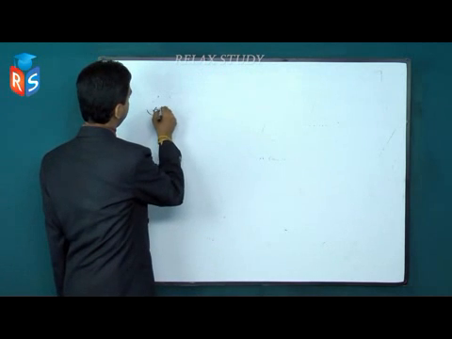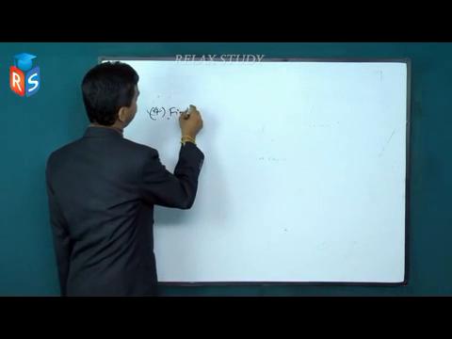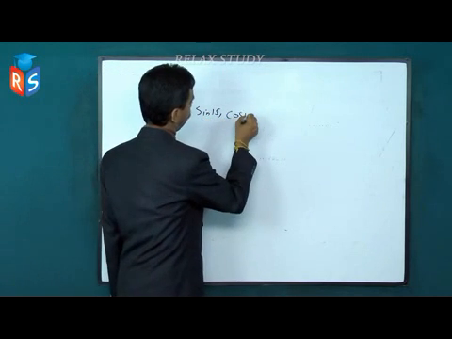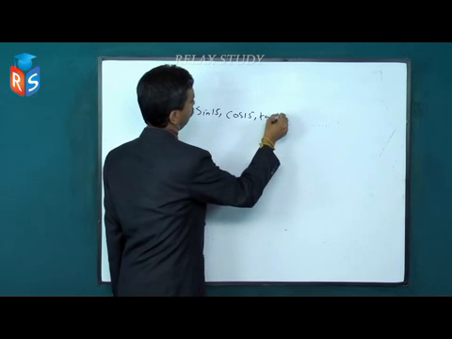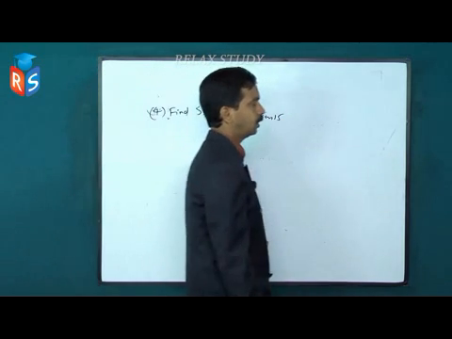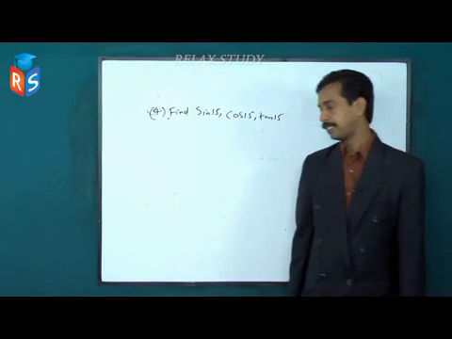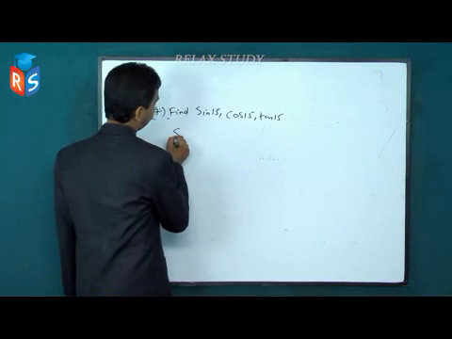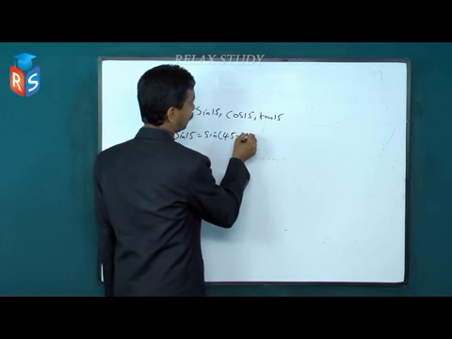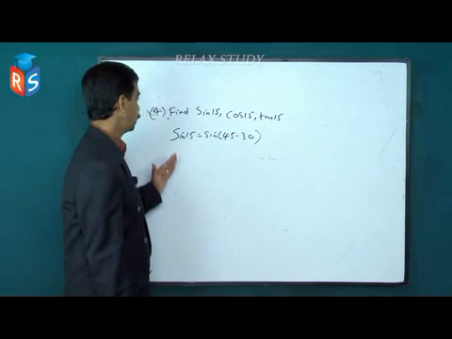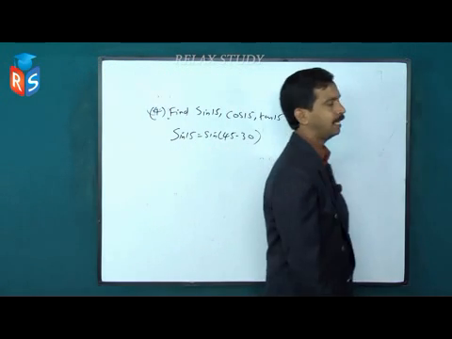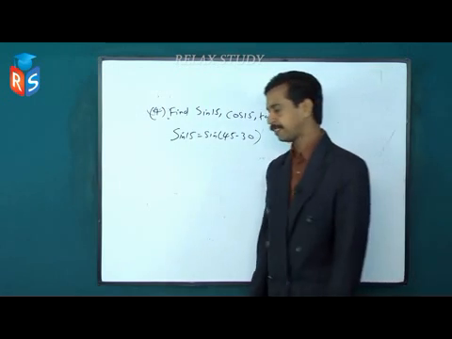Next, find sin 15, cos 15 and tan 15. Here also we have to take the correct identities we have studied. Sin 15 can be written as sin of 45 minus 30. This is of the form sin of A minus B. We have studied sin of A minus B equals sin A cos B minus cos A sin B.